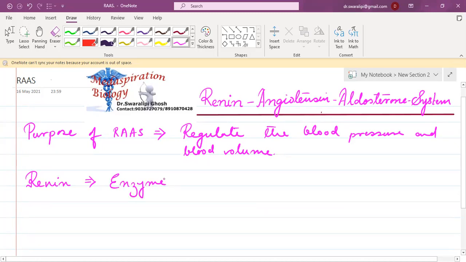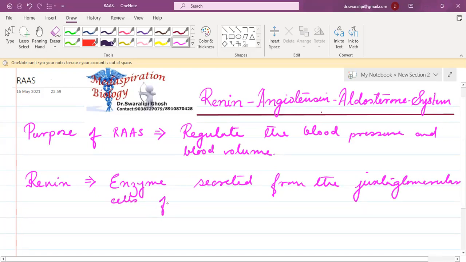Now, from where does this enzyme get secreted? That is actually from the juxtaglomerular cells. So renin is an enzyme which is secreted from the juxtaglomerular cells of the kidney.